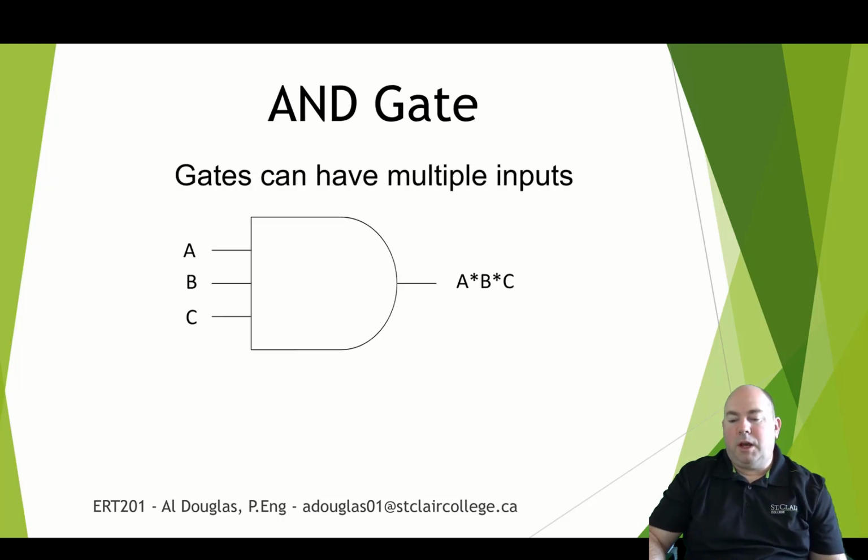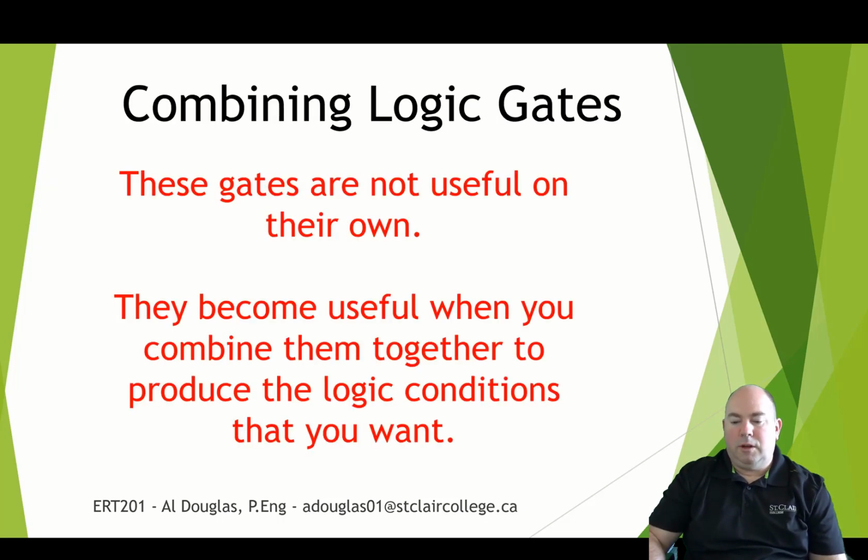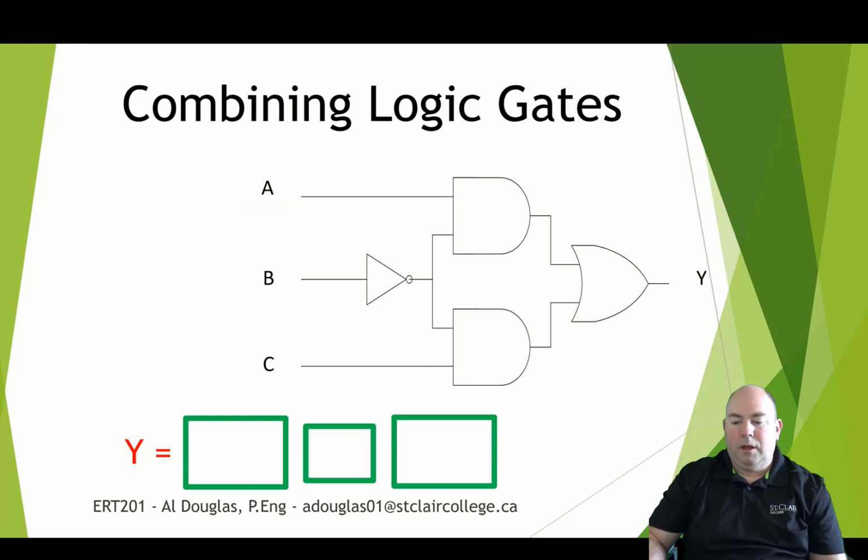And we also talked about how you can have multiple inputs on gates as well. So this is a 3-input AND gate. And we will use gates that have up to 4 inputs in our labs this semester. So gates are not useful on their own. We want to combine them together to actually create something that is useful. So this is a combined set of gates to make a circuit.